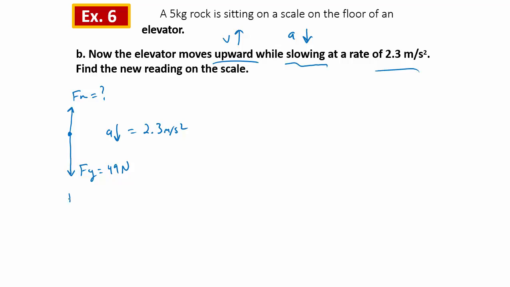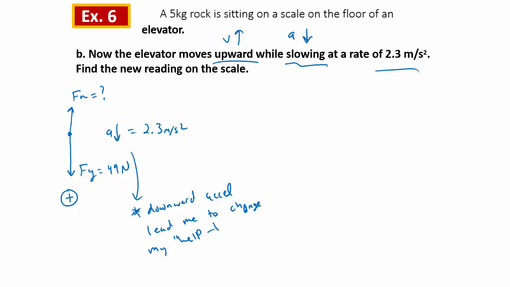What I'm going to do now, and you can totally do this, is make the downward direction positive. And by doing this, I'm going to change my help minus hinder setup. So I'm going to define the downward direction to be positive. That means that my acceleration down there is positive.